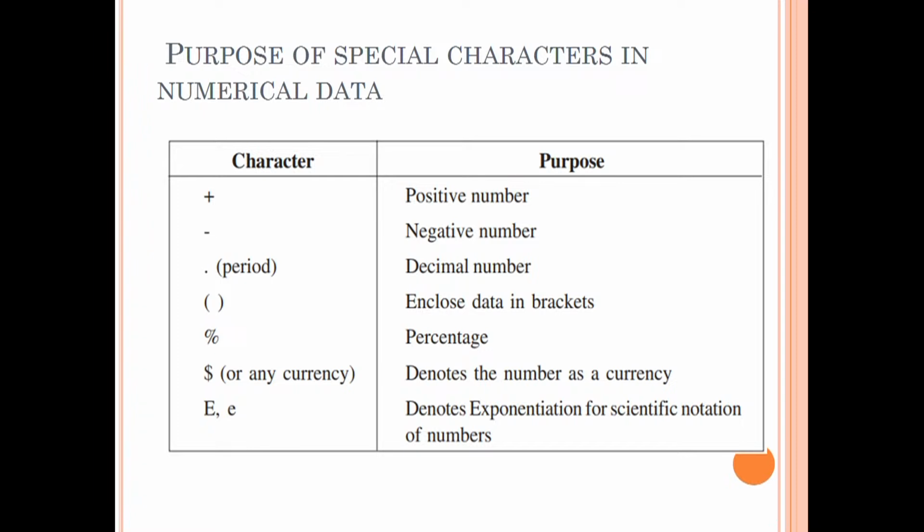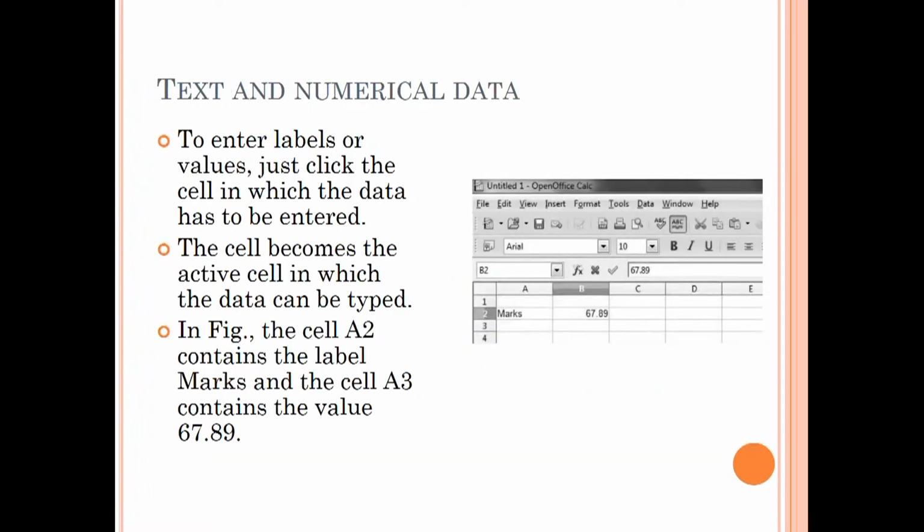Then the brackets, this represents the data is enclosed in brackets. Then the percentage sign obviously is used for percentage. The dollar or any currency symbol denotes the number as a currency, and the exponential letters capital E and small e denote the exponential for scientific notations of numbers. That was about the numerical data.